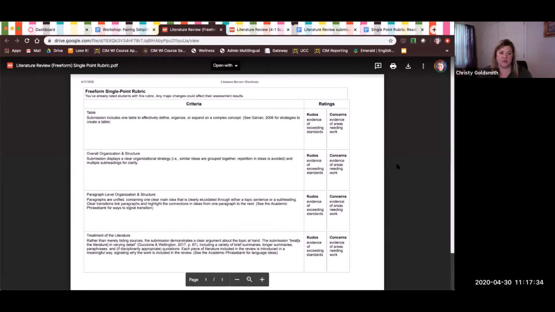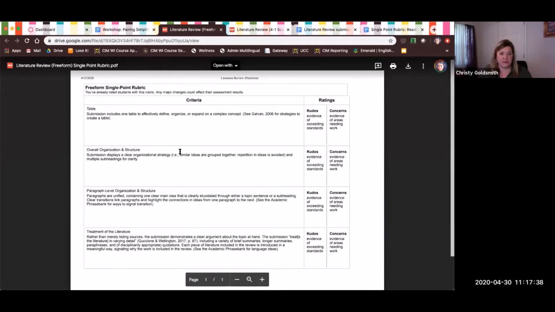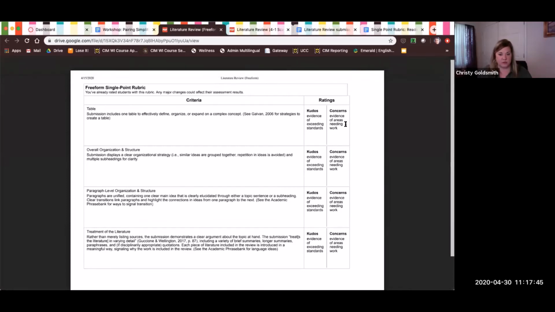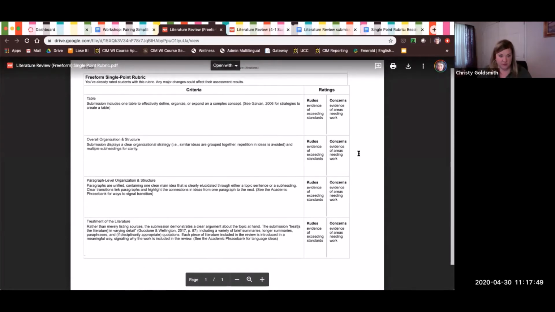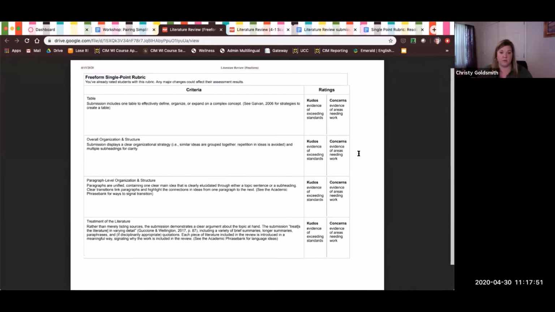This is how I was trying to recreate the one I showed you in my Google Doc. So here are the criteria, the same criteria as I created in my 4321 rubric. And then here are the kudos and concerns. You can see I've totally taken points off of this one. So the points will be totally removed from the rubric. It really just becomes a grade and a rubric doing two different things.